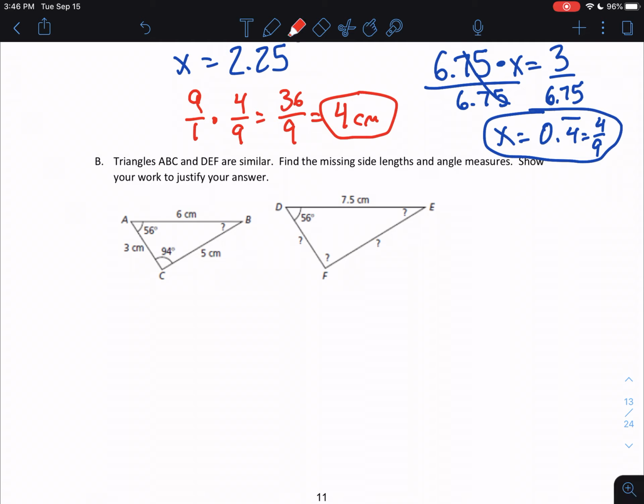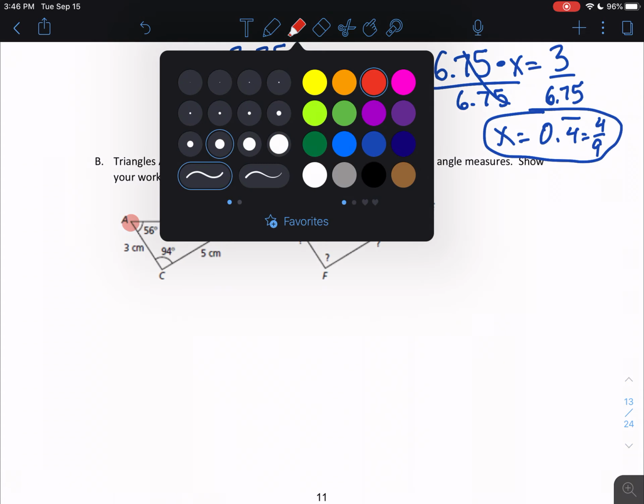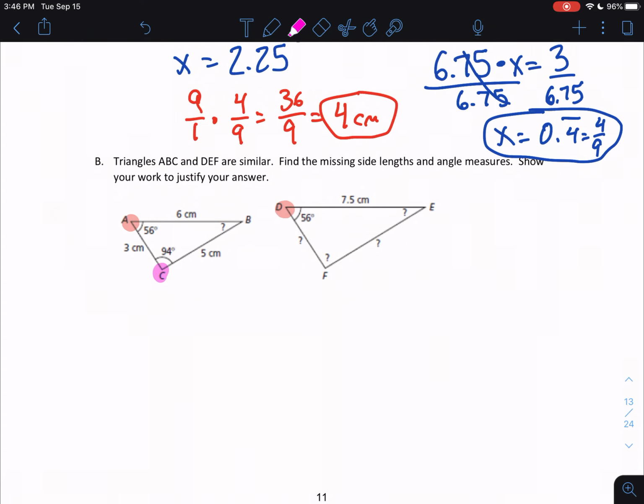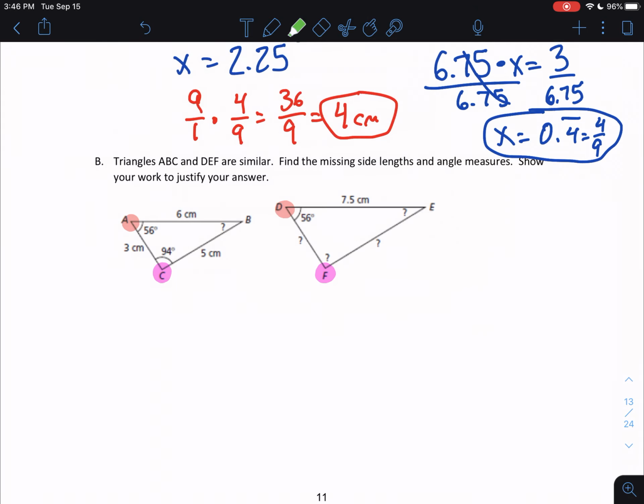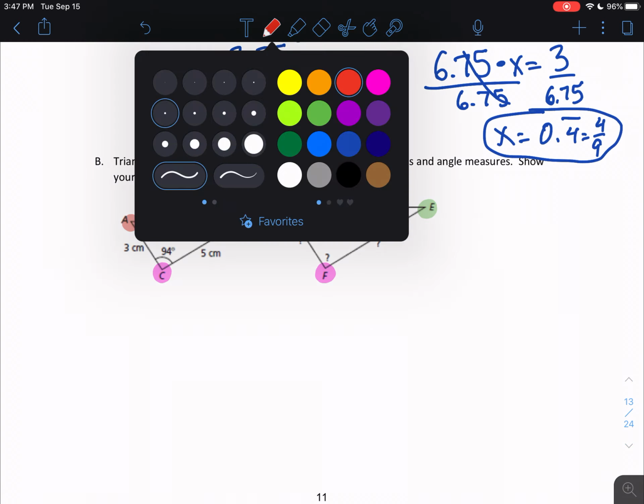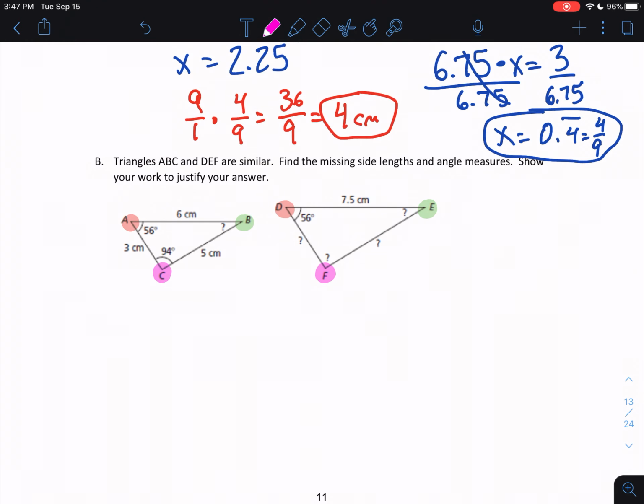So we need to identify our corresponding angles. Angle A corresponds with angle D. Angle C corresponds with angle F. And angle B would correspond to angle E. Our A and D clearly match up. It's 56 degrees. So angle C and angle F correspond, and that would be 94 degrees.